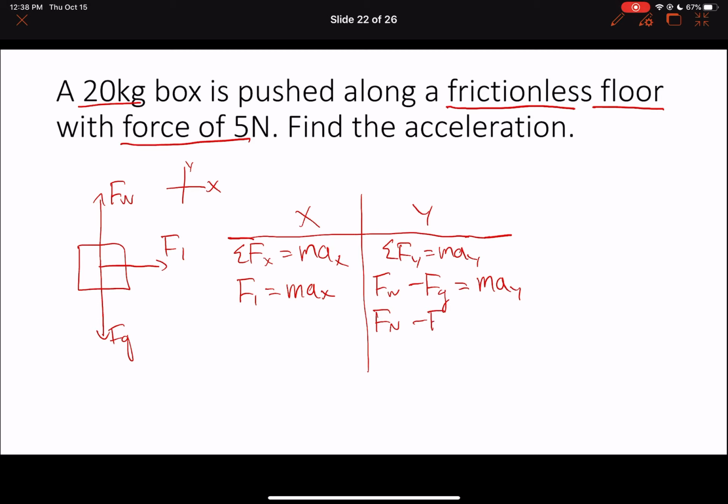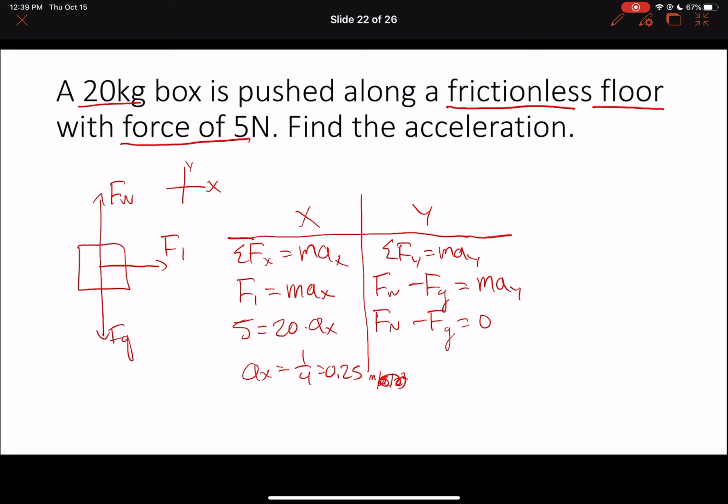Minus Fg is equal to 0. On the x side, we have F1 is 5. We have mass is 20. And we don't know what the acceleration is on the x side. And so we can go ahead and solve for it, and we get 1/4 or 0.25 if you simplify that. You can get it doing your calculator to double check me.